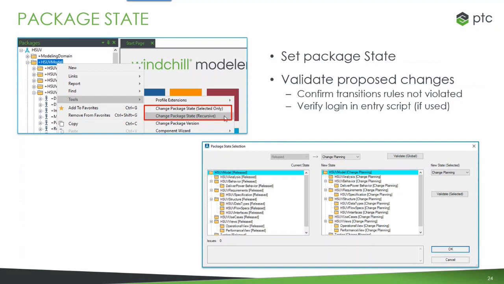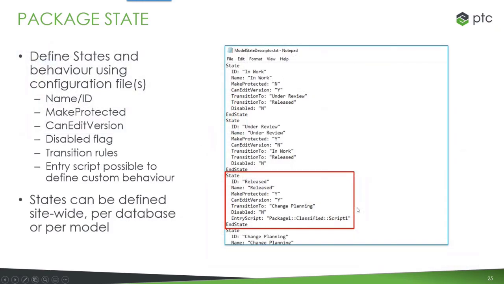Here we can see setting the package state. We choose a package and then choose to change the state. Then we have this UI where we can understand all of the packages and change them all together, all of the nested packages in one go. There's a configuration file where we can configure the different states that are available and the transitions from one state to another.